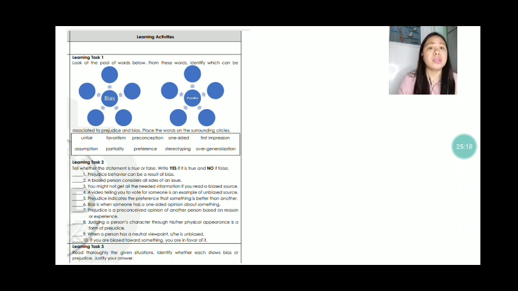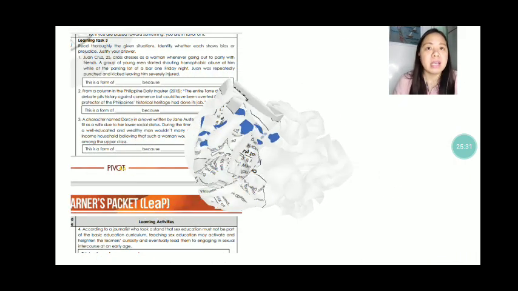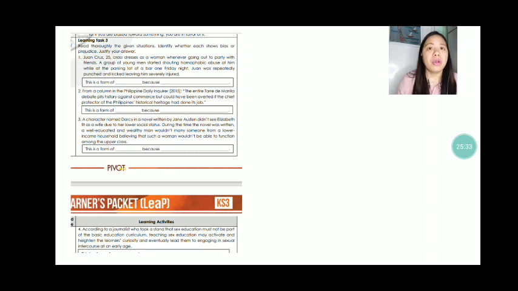Learning task 2, answers only for 1 to 10. You just need to say yes if the statement is true. You need to put no if the statement is false or incorrect. Learning task 3, just write them one after another on one paper. There is a scenario or situation. You are just going to complete the sentence. For example, in number 1, this is a form of bias. It's because there is, you can use the associated words that we've learned a while ago.